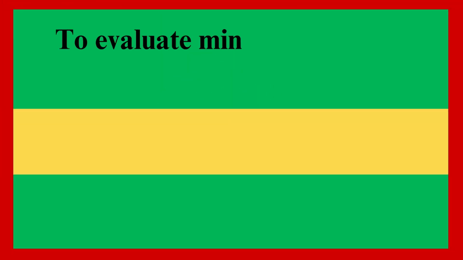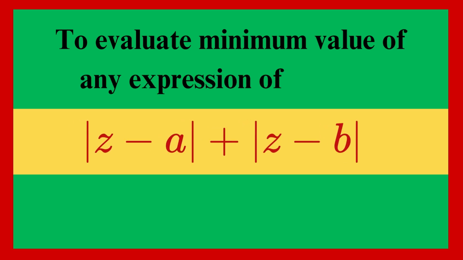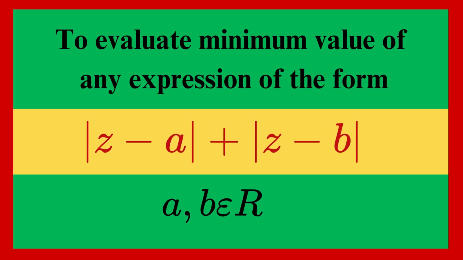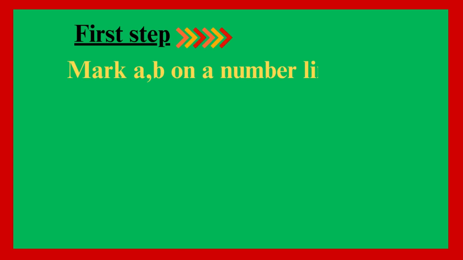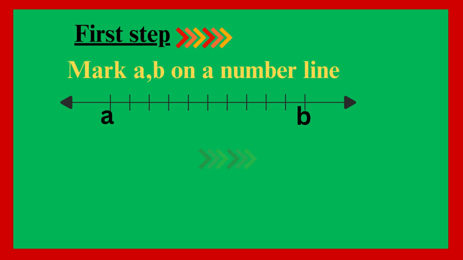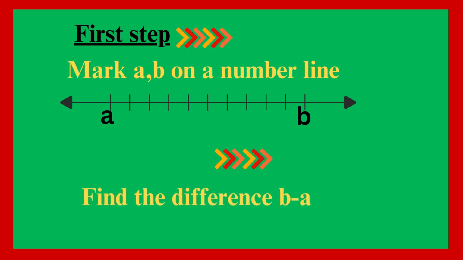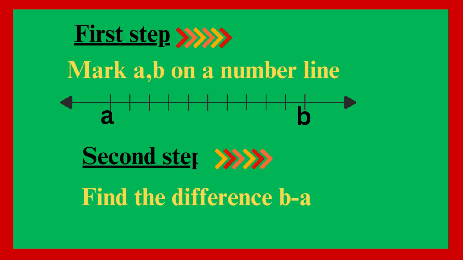First tip is to evaluate the minimum value of any expression of this form, modulus of z minus a plus modulus of z minus b, where a and b belong to R. Minimum value can be calculated using two steps. First step, mark the points a and b on a number line. Second step, find the difference of these two numbers b and a, that is b minus a.